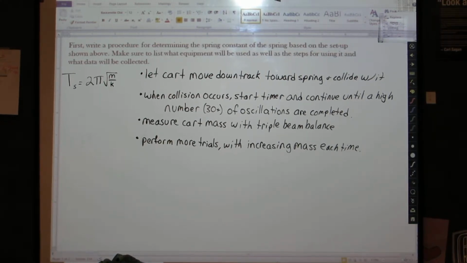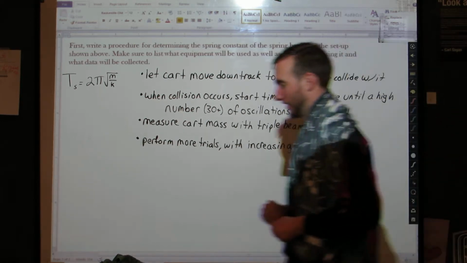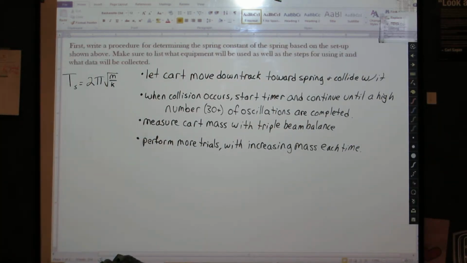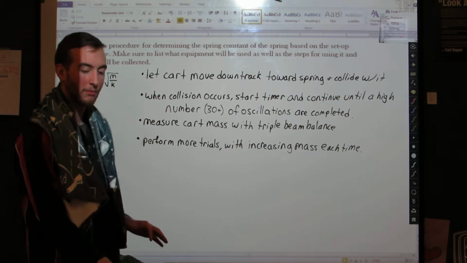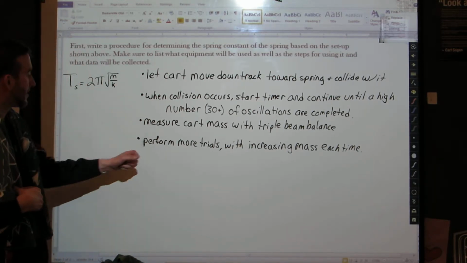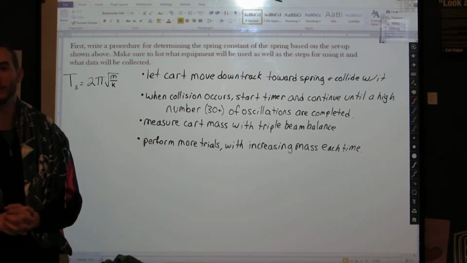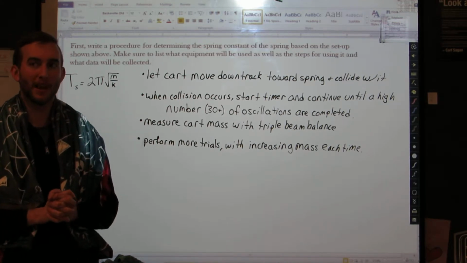Okay, I'm getting better at timing this. If I had probably 30 more seconds, that would have been perfect. The last bullet that I wrote down, I was just saying that we need to perform more trials. Not only do we need to perform more trials, because one data point isn't good enough, but those trials can't be the same thing every time.